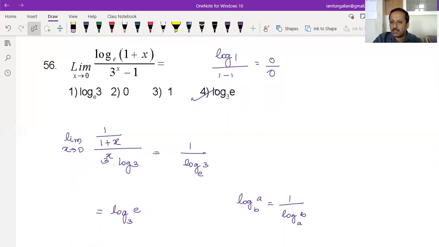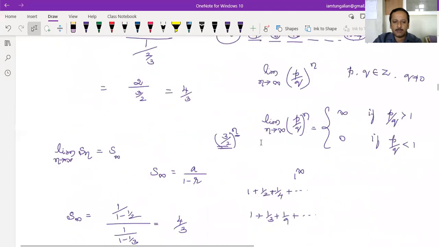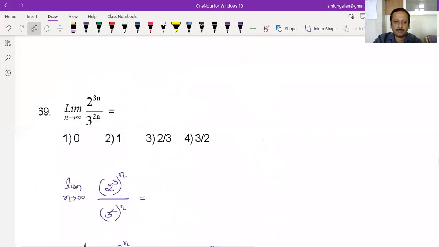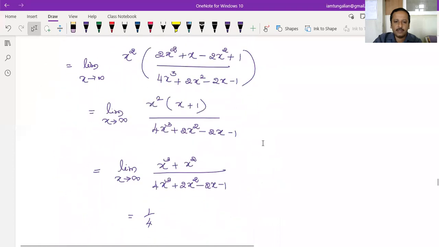Okay, Nidhi has another doubt. Sir, please once again, how it is equal to 1 by 4 in the last problem, last step. Where is the last problem? Okay, here, 1 by 4.